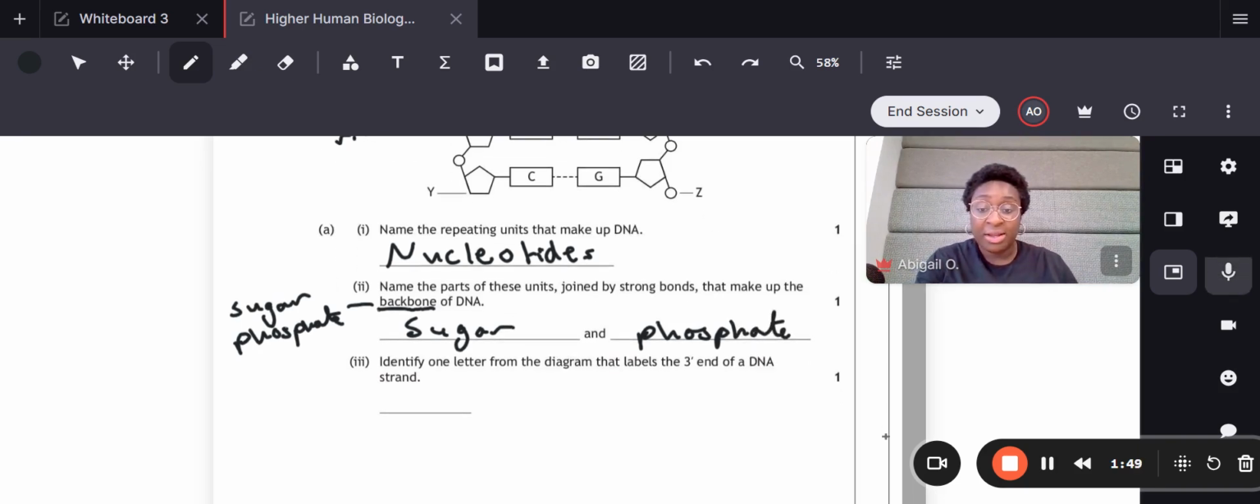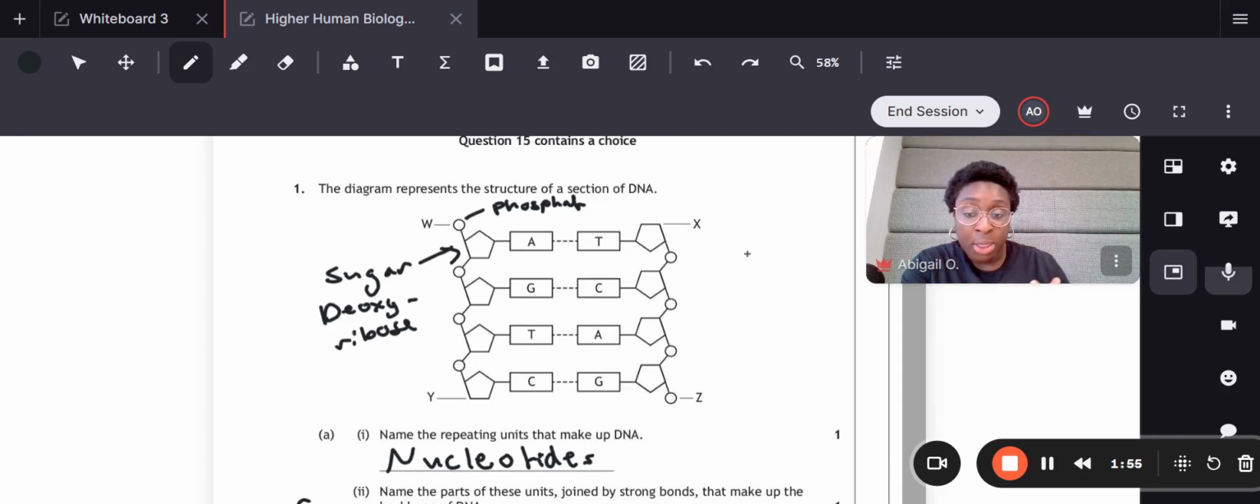Our next job is to identify one letter from the diagram that labels the 3' end of a DNA strand. So whenever we're given DNA, it's always important that we can understand which side is 3', 5'. So the side with the phosphate sticking up, that is going to be 5'. Okay, so on this side, because DNA runs anti-parallel, the 5' end is going to be down here, because this is the direction that the phosphate molecule is going in, if that makes sense. So that means then that the other side there is going to be the 3'.